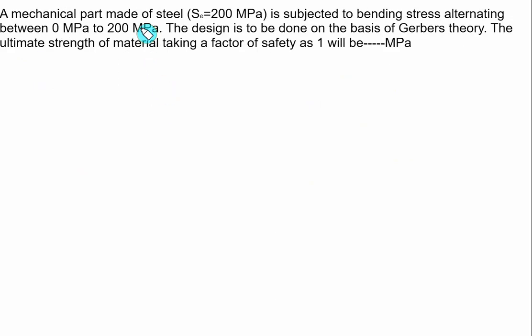A mechanical part made of a steel having endurance value equal to 200 is subjected to bending stress alternating between 0 megapascal and 200 megapascal. The design is to be done on the basis of Gerber theory. Taking a factor of safety equal to 1, you have to find out the ultimate strength of the material.